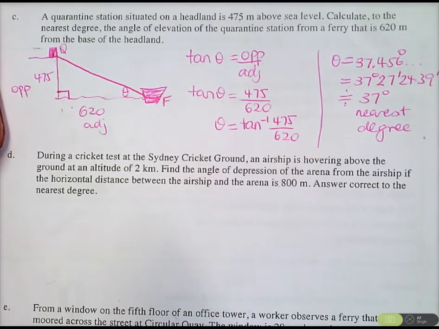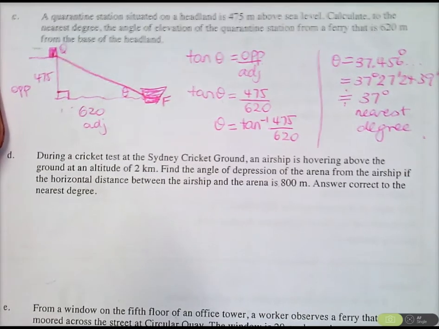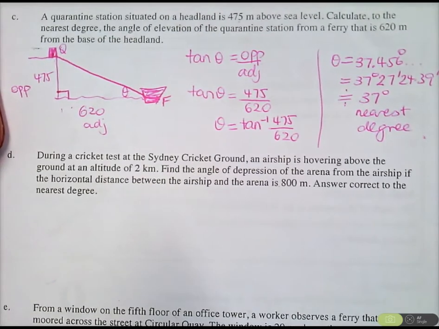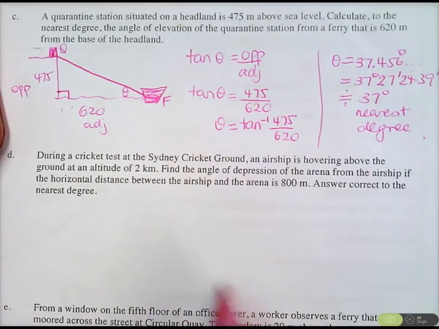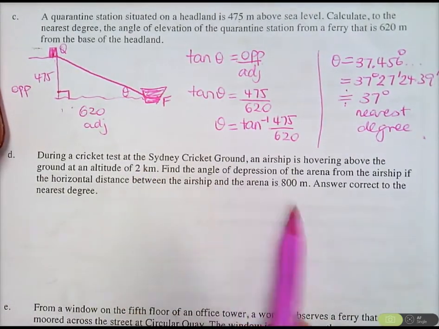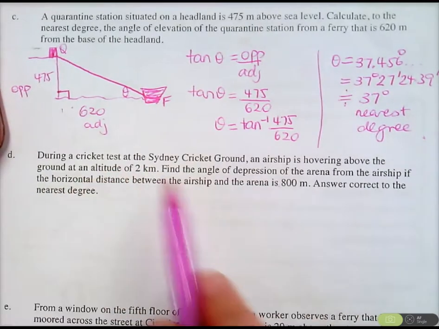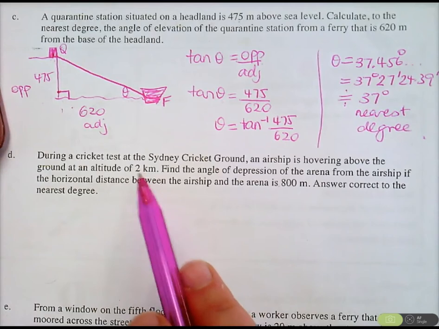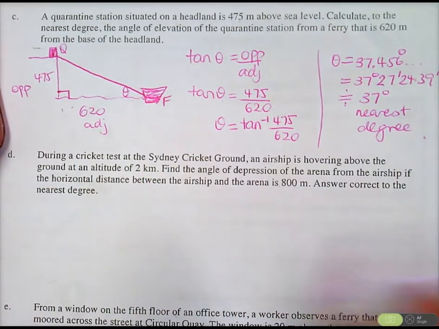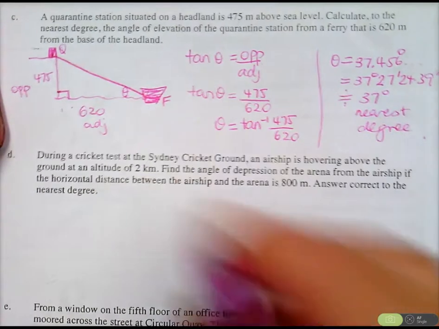So find the angle of depression of the arena from the airship if the, well, that's why it's remote controlled, if the horizontal distance between the airship and the arena is 800 metres. So this airship is not directly above the arena. It's a horizontal distance of 800 metres from the arena. So, girls, someone said, Miss, the units are different, which they are. So you either make them both metres or both kilometres. What do you want to do? All right, we go metres.